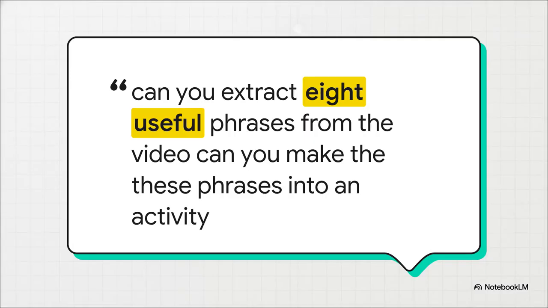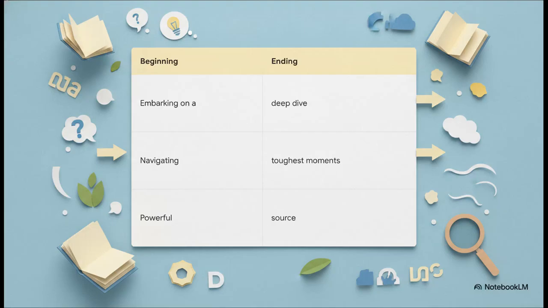Going back to our English example, though, we submit this prompt to construct a matching activity. We aren't just asking for phrases here, we are commanding the AI to actively design a specific pedagogical task by manipulating the source transcript. The interface then cleanly separates the beginnings and the endings of the phrases, so your students have to match embarking on a with deep dive, and so on. It's such a fantastic chunking exercise for learners. Just remember to delete the AI's answer key from the bottom before you hand it out. We definitely don't want to make it too easy for them.